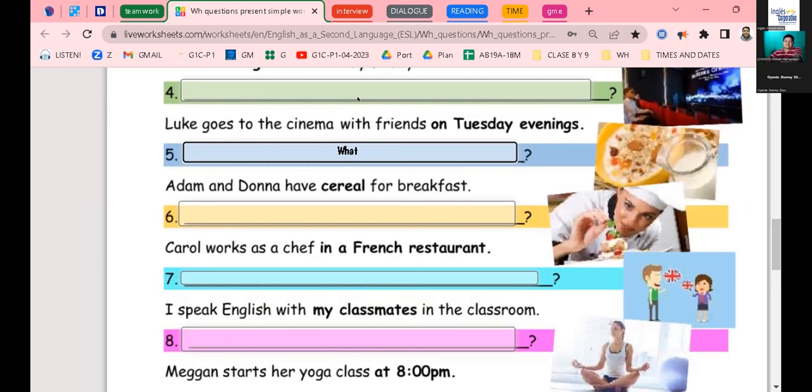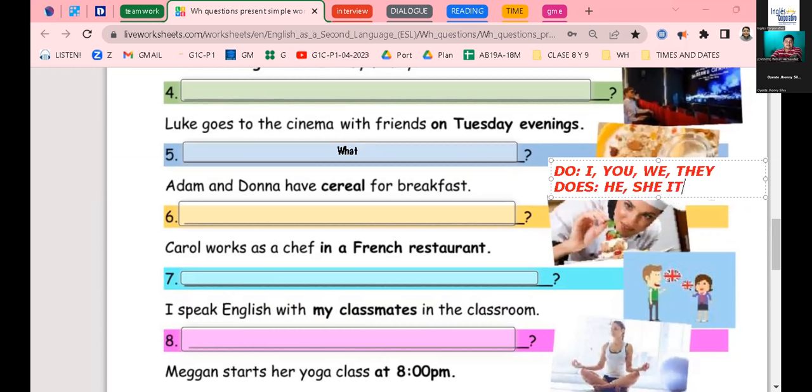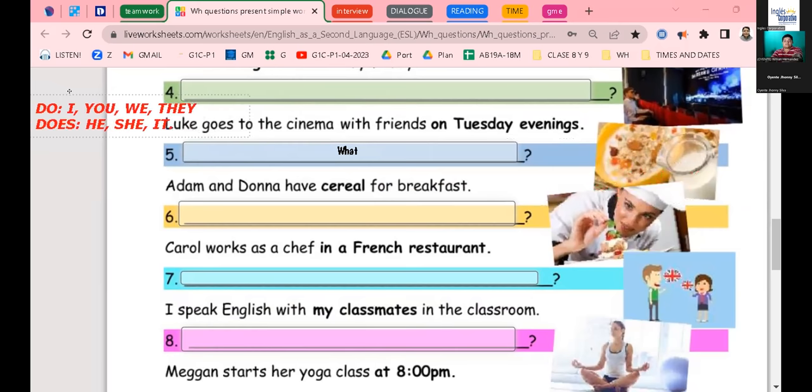What does. Ok, veamos eso. Utilizamos do con I, you, we, they, y does con he, she, it. ¿Cuál sería nuestro auxiliar en este caso? Do, correcto. ¿Por qué? Porque tiene un sujeto plural ahí. Adam y Donna quiere decir ellos. What do. Ahora voy a ubicar qué sigue después del auxiliar: el sujeto, Adam and Donna. Ahora mi verbo principal, ¿cuál sería? Have. Exacto. What do Adam and Donna have?